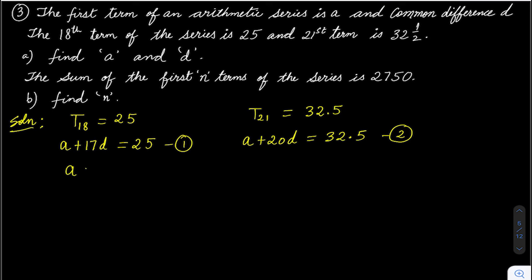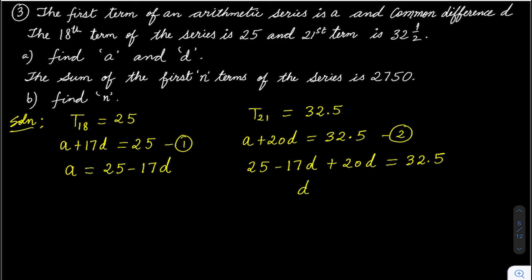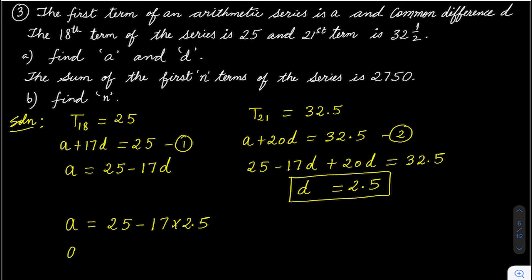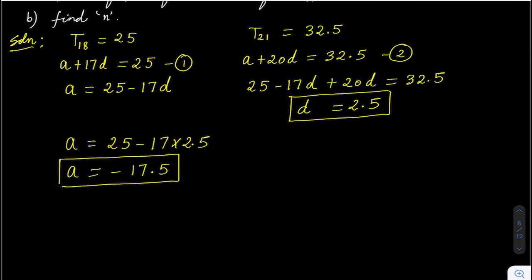So let's write the value of A from the first equation, that is 25 minus 17D, and let's substitute in the second equation. So I will get 25 minus 17D plus 20D is equal to 32.5. So what are we getting here? D is equal to, this is 3, this is 7.5, that is 2.5. So D is coming out to be 2.5. If D is 2.5, let's substitute D in the first equation. You can substitute in the second also to find A. So A is nothing but 25 minus 17 times 2.5. So A is coming out to be minus 17.5. So now I have the A value, now I have the D value. That is what they are asking in the A part.